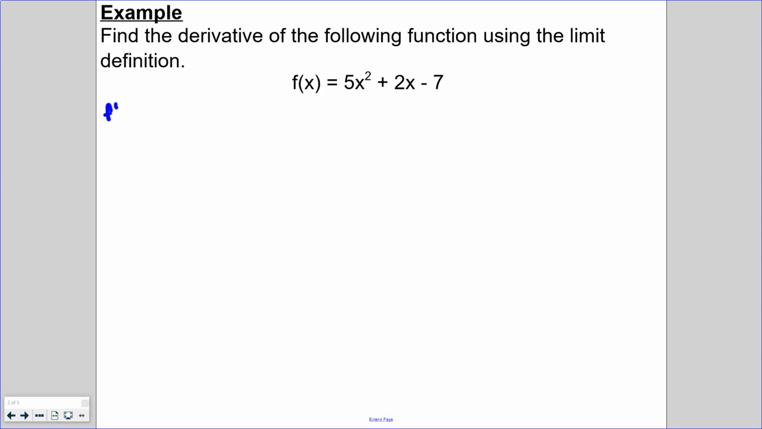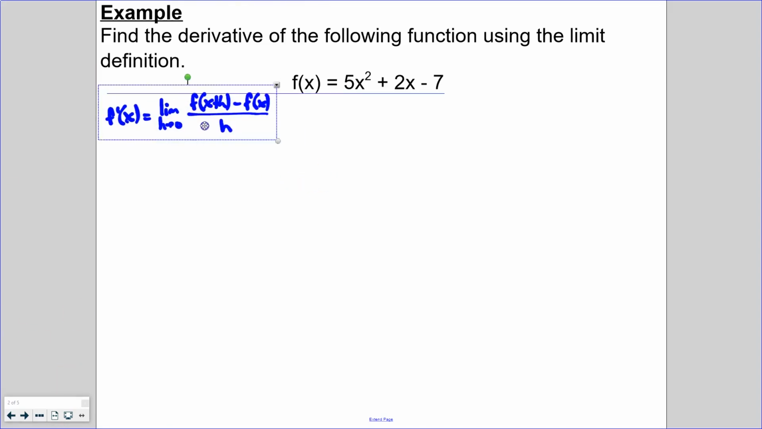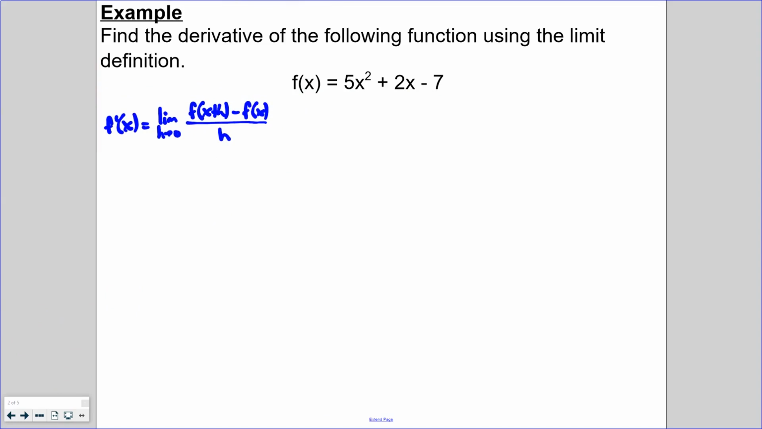So we know here that f prime of x is going to be the limit as h approaches 0 of f of x plus h minus f of x all over h. I'm just going to quickly move this writing down because I wrote it a little bit too high. Alright, so now we just start filling in the items in our function. So for our first function, our input is x plus h, so we're going to replace all of our x's in the function with x plus h.